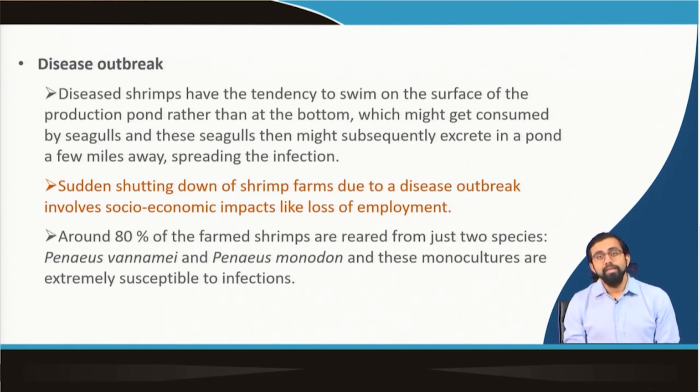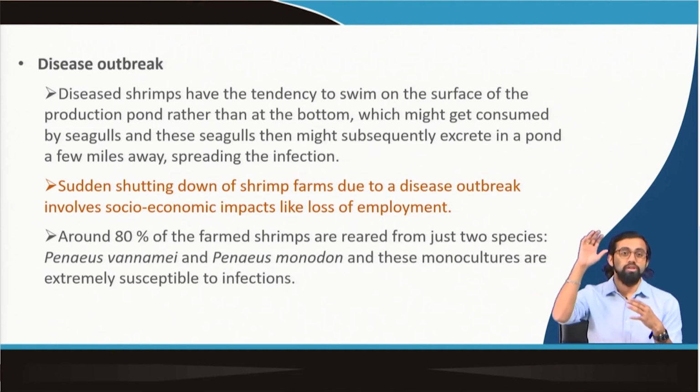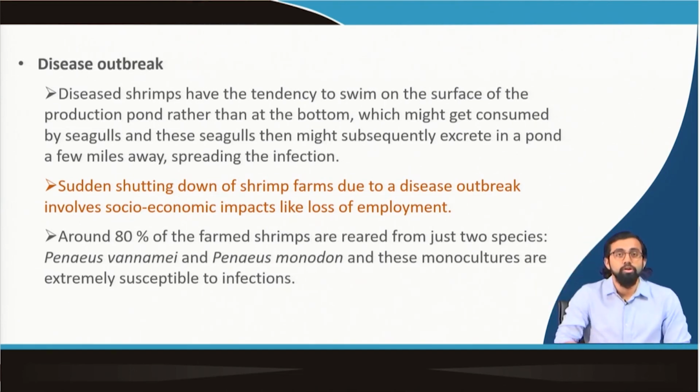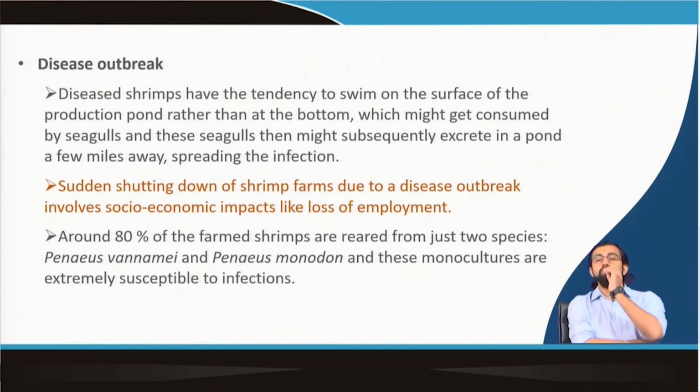Okay. The second thing is disease outbreak. Diseased shrimps have the tendency to swim to the surface of the production pond rather than the bottom, where they might get consumed by seagulls, and these seagulls might subsequently excrete in a pond a few miles away, spreading the infection. So it is a way of spreading diseases.